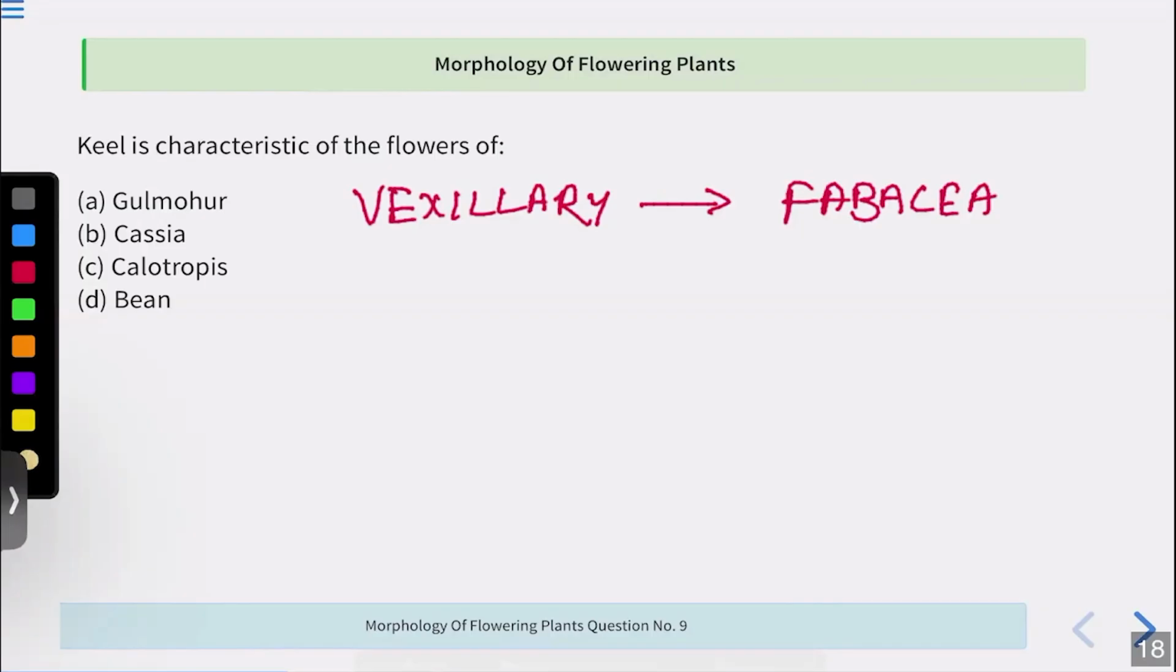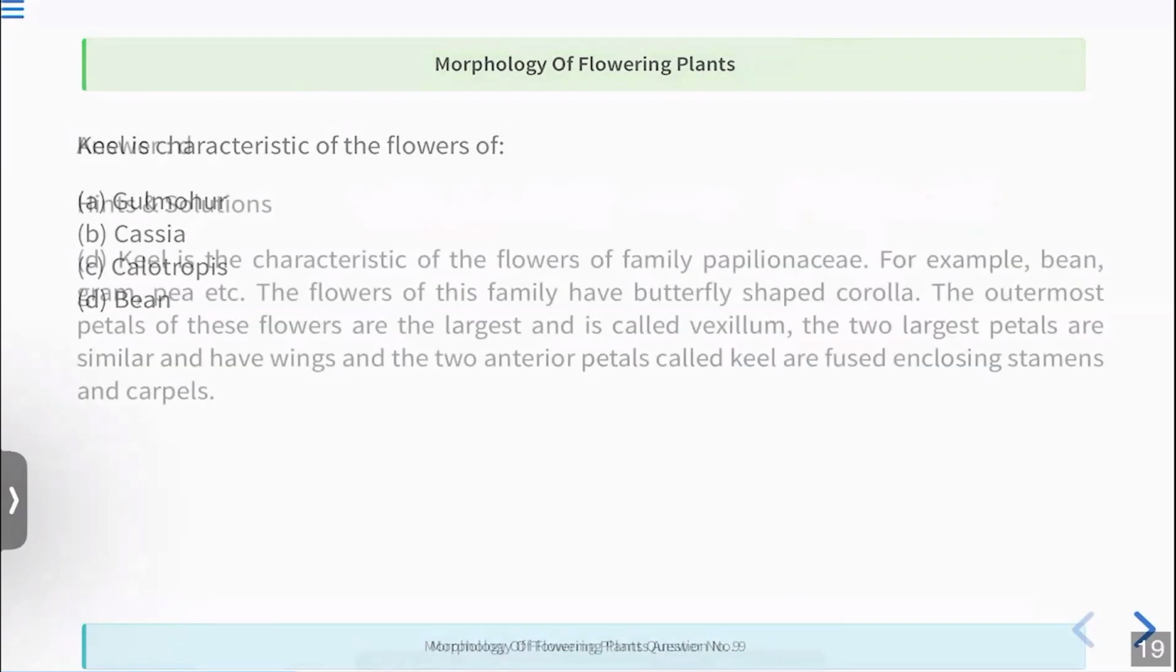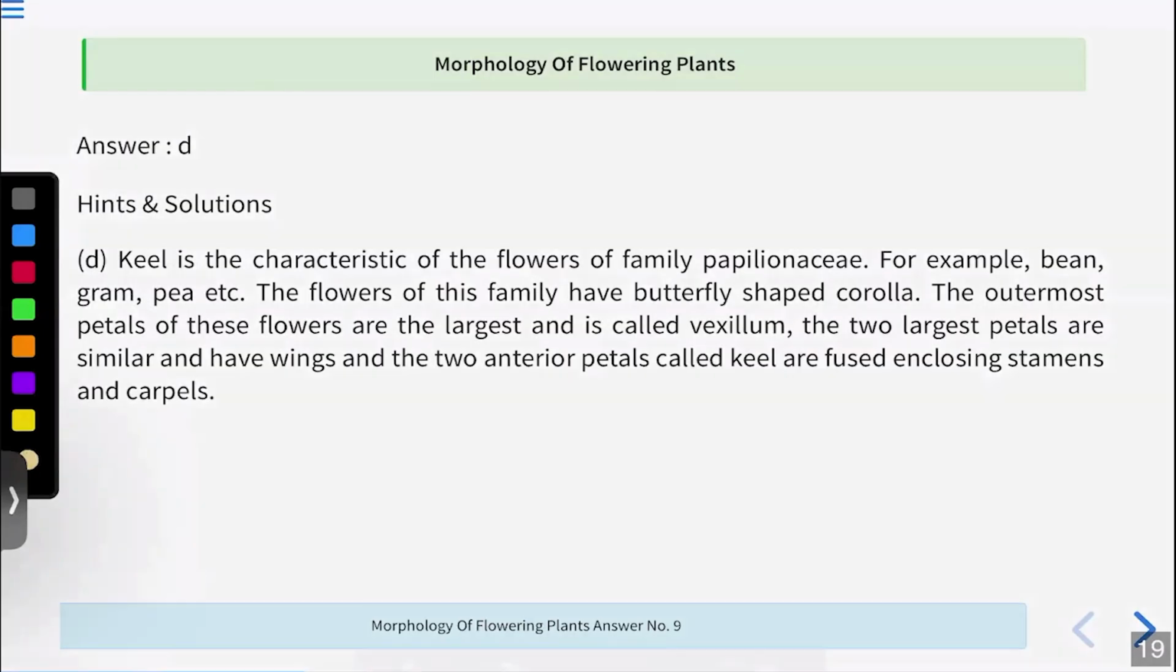Now, Fabaceae, if you want to remember what members of Fabaceae are, they are basically your pulses, like the dal you eat. So the correct answer here will be your option number D, or beans. Right here, they have given the family Papilionaceae, which has now been renamed as Fabaceae.